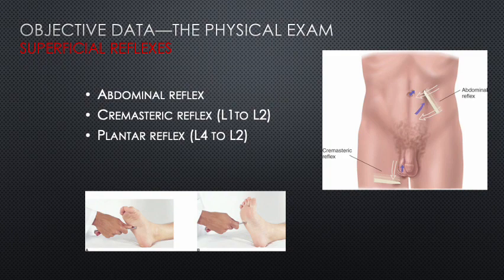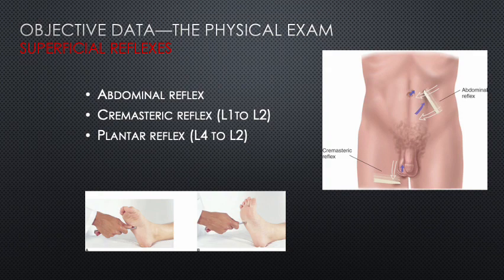There are some superficial reflexes as well. The three reflexes that I want you to understand are the abdominal reflex, cremasteric reflex, and the plantar reflex. The abdominal reflex, we did not do with the abdominal exam. However, I do want to bring it to your attention now. It could be because it's more indicative of the neuro exam. However, if you felt like you needed to perform this exam, it would be part of your abdominal exam because you are there in the abdominal area.